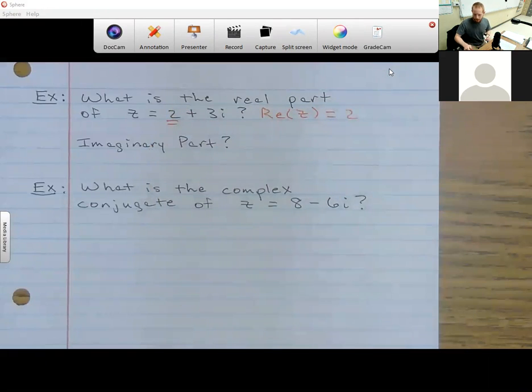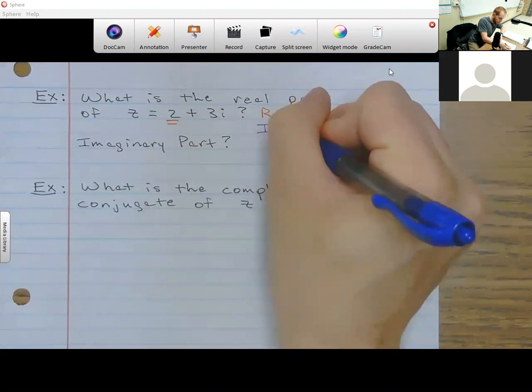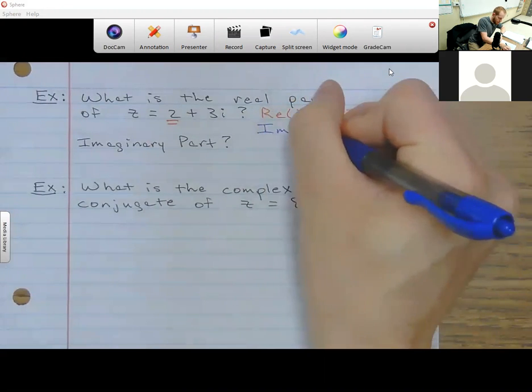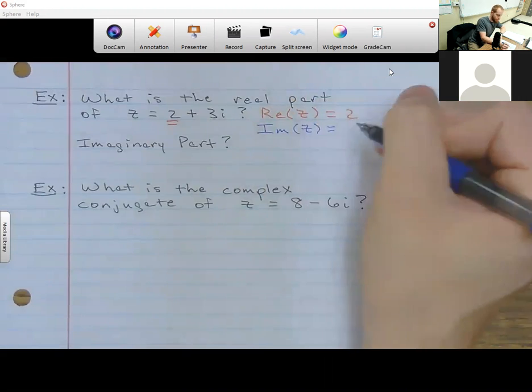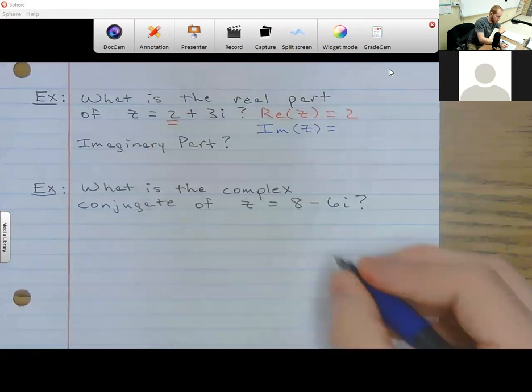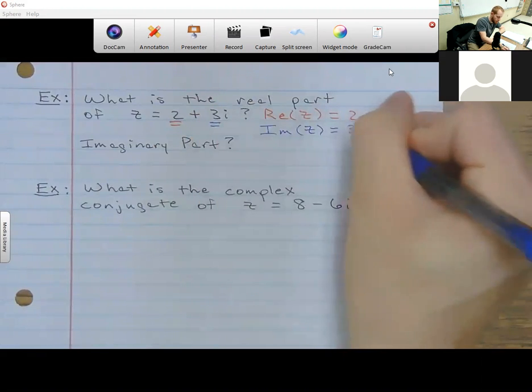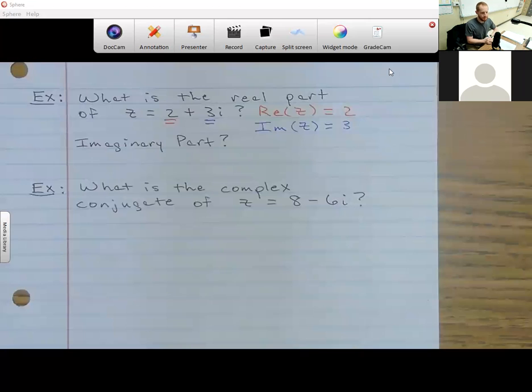Okay? Let me change over to the blue. We'll do the imaginary part. Okay, so what's the imaginary part of z? It's always going to be the part that's attached to the i, right? That's how you know that it's the imaginary part. So we're going to choose 3. Okay, did you get it right?